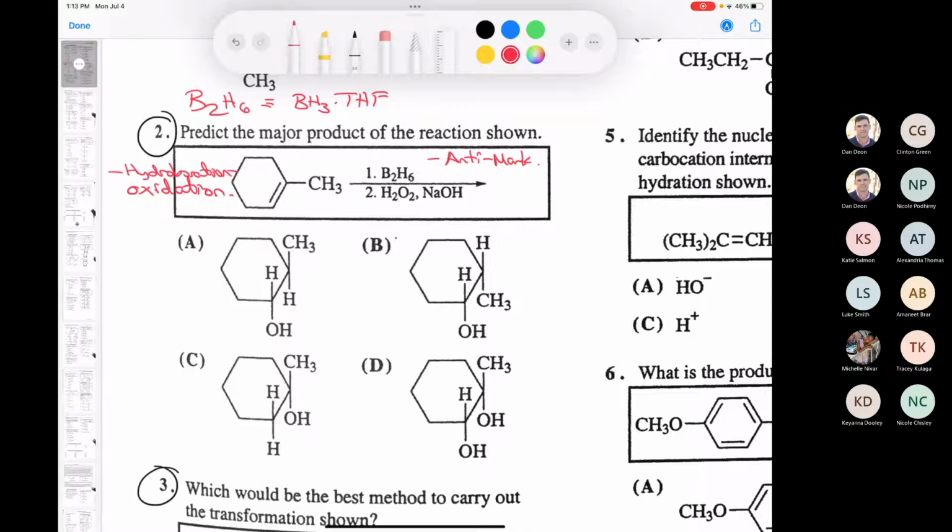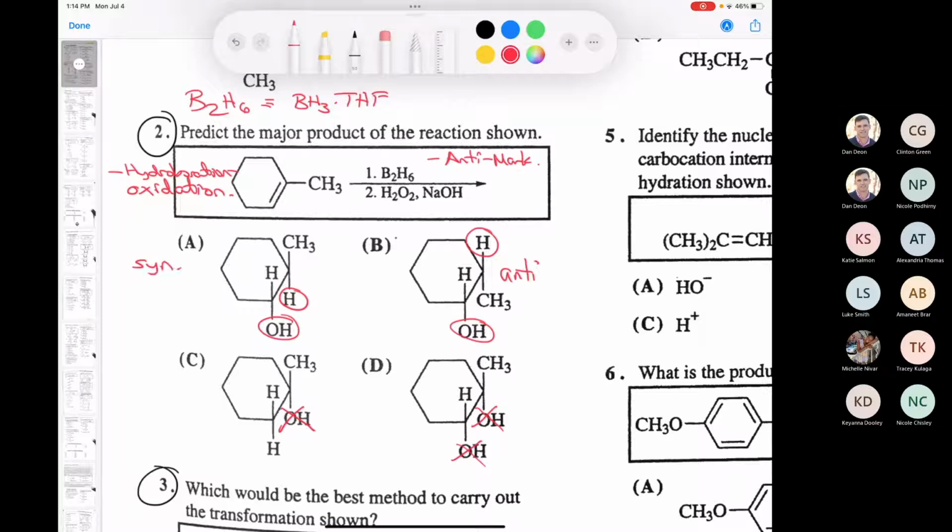The reason I'm asking you that is because if you look at the possible answers, A has the hydroxyl in the right spot, and B has the hydroxyl in the right spot. C, the hydroxyl's in the wrong spot, and in D, you have 2 hydroxyls, so that's not right. So both A and B are anti-Markovnikov, but only one of them has the hydroxyl and the hydrogen syn, and in the other one, it's anti. So this is anti, and this one is syn.